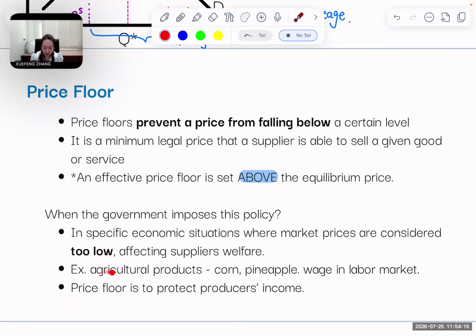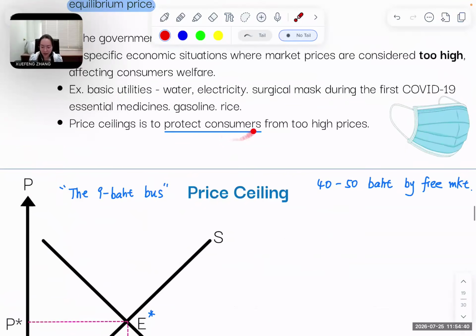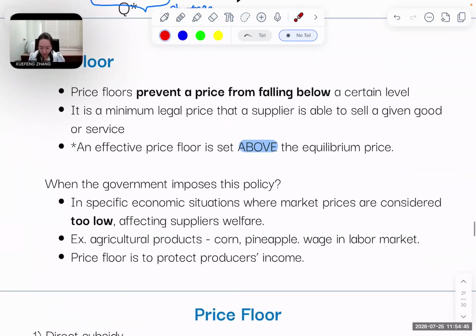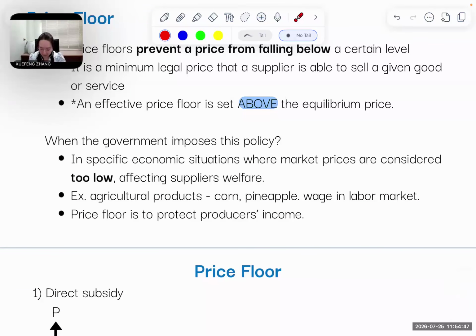Think about the agricultural products, corn, pineapple, wage in labor market, right? So basically for the agricultural products, farmers not getting enough for their crop. And minimum wages, right? Minimum wage protecting workers' income. So notice the asymmetry. Price ceiling protects buyers, which is consumer, from prices too high. Price floor protects sellers from prices too low.